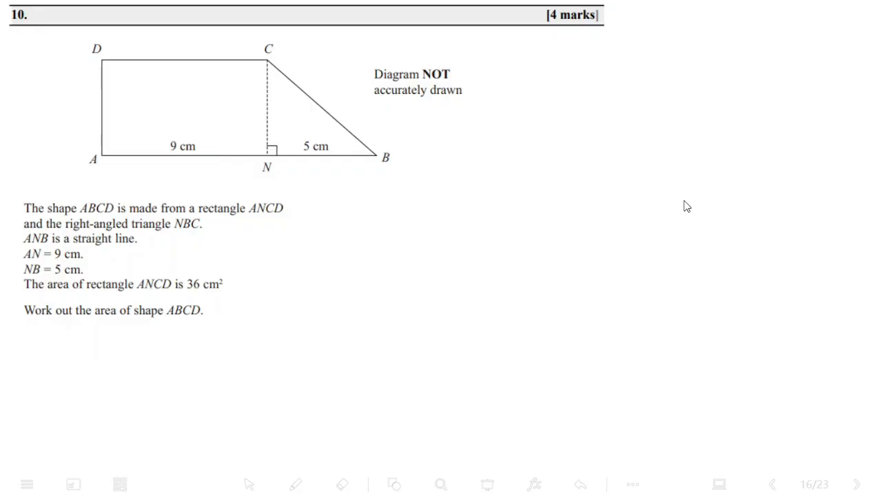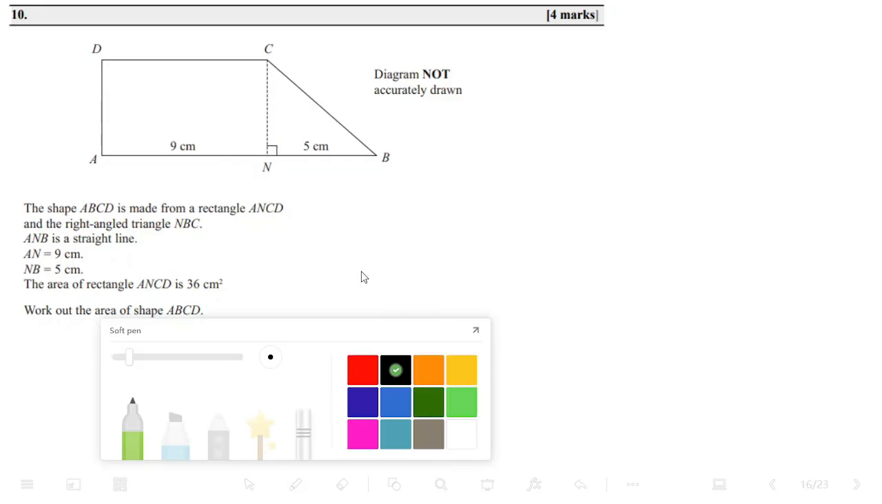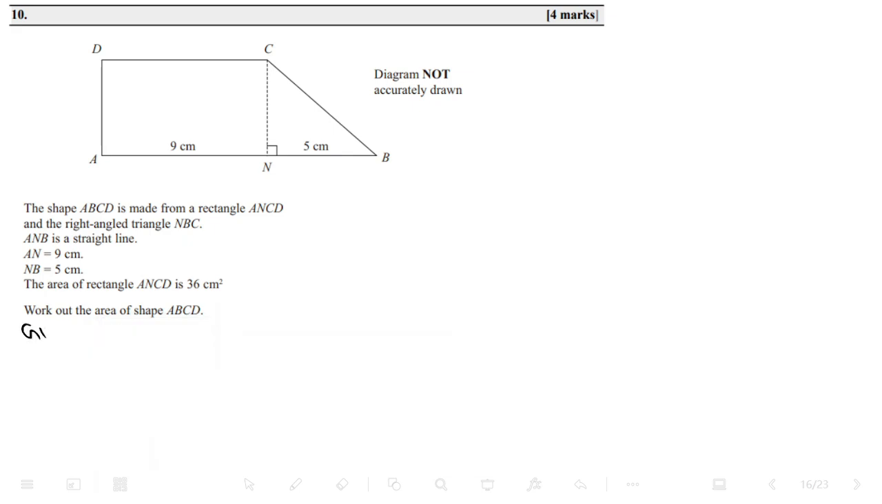Okay, now from the diagram, ABCD is made of a rectangle, and A and B is a straight line, A and E is given. So first of all, what we have to do in such questions is be very clear about what we are given. We are given AN is equal to 9, and NB is equal to 5. That is already given in the question.